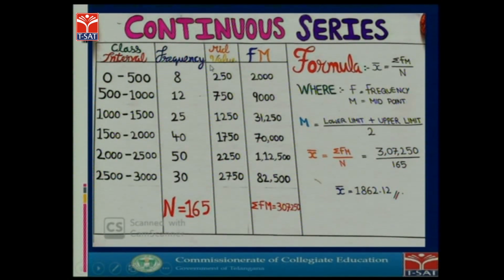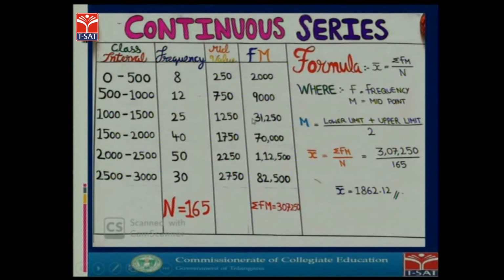Now we have to find out the value of fm. fm is frequency into mid value, that is, this one is frequency, this is mid value. So we have to multiply both of these. 250 into 8, 2000, 750 into 12, 9000, 1250 into 25, 31,250, 1750 into 40, 70,000. In this way we have to multiply frequency into mid value. So now we have to get the total of this.